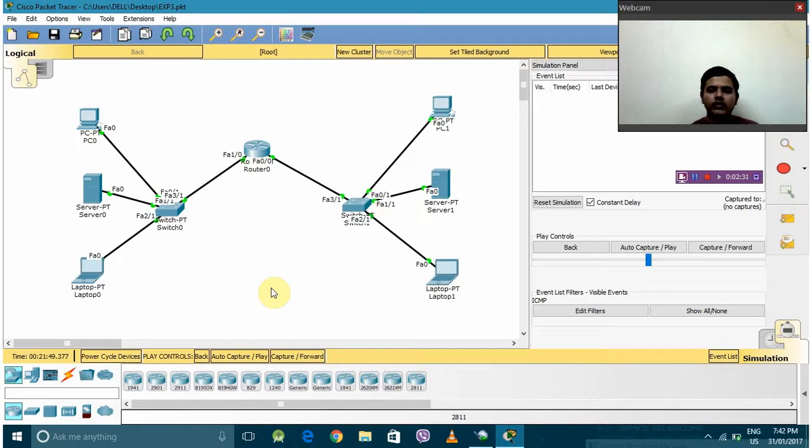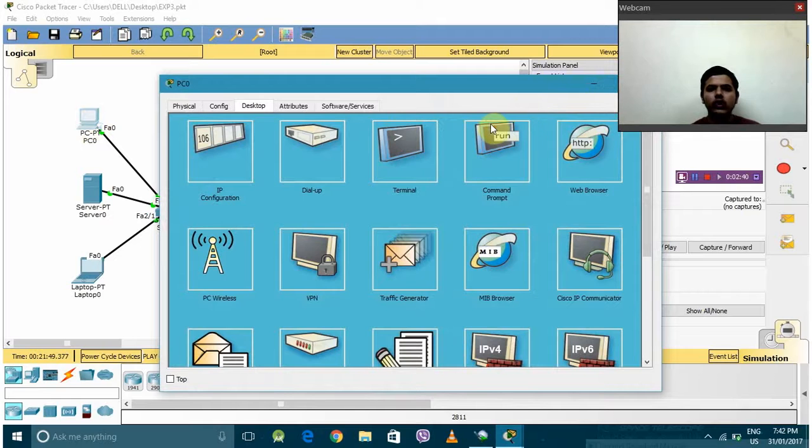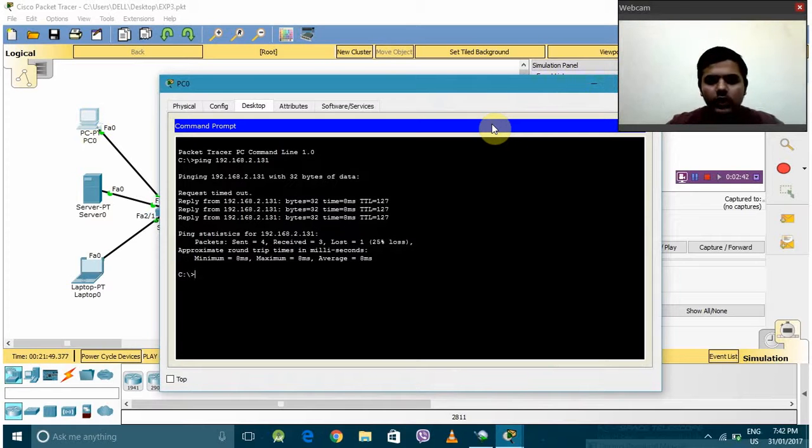Now let's simulate the message, that is, we'll ping from one device to another, and check whether that simulation is working or not. So here, ping followed by the IP address. We'll simulate it 2 times. Once within the same network, and in the second simulation from this network to another network.